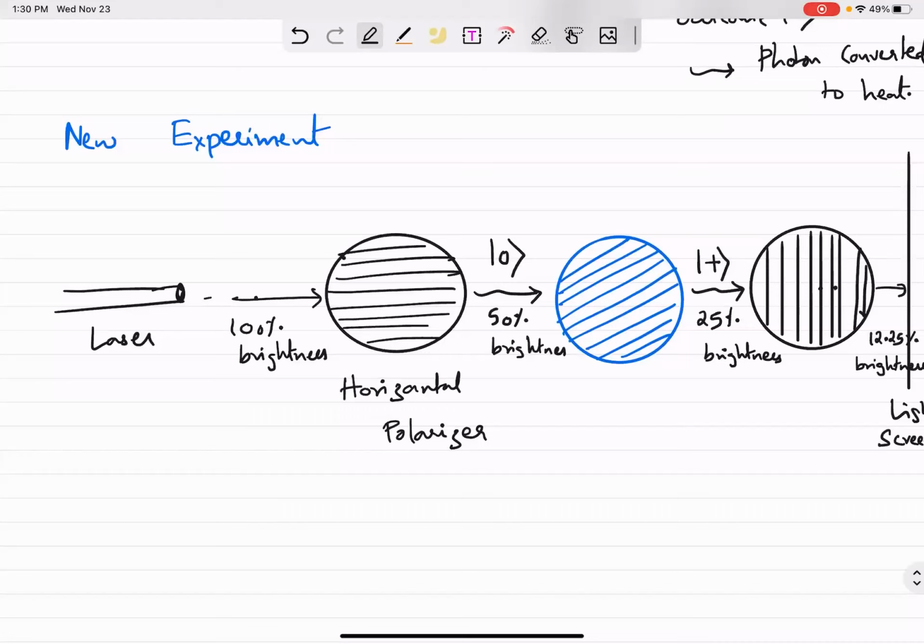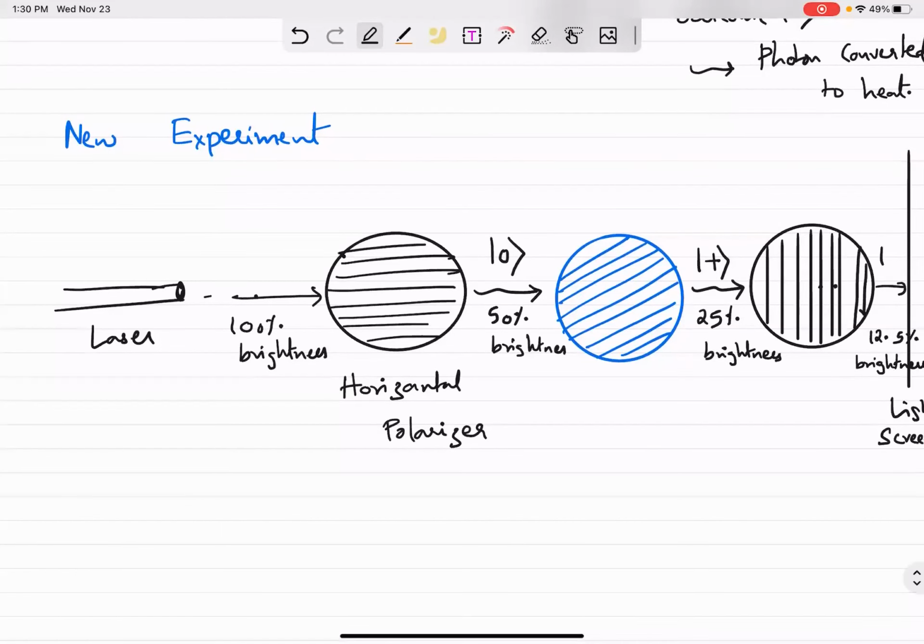Times 2 is 24.5. Oh yeah. And then everything is in state 1.